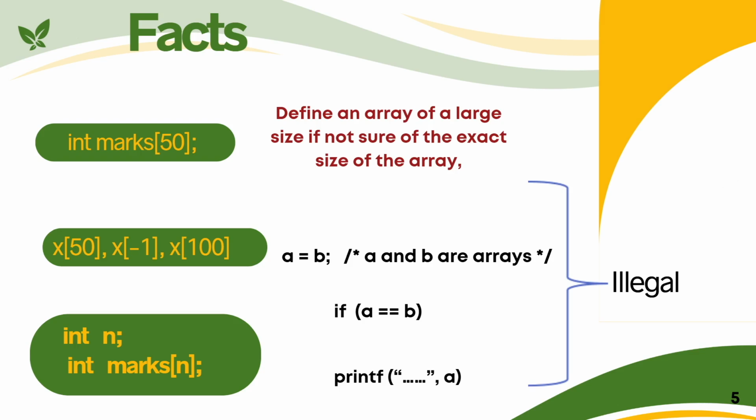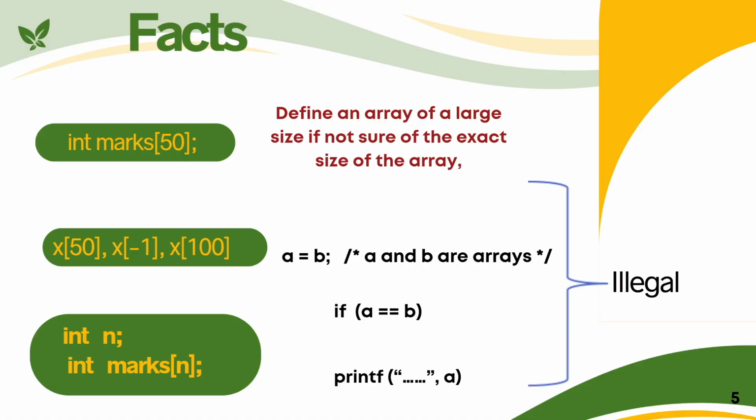Of course, you may have to know some of the facts associated with arrays. In the first example, I have shown int marks[50]. By seeing this declaration statement, you will know that we have an array named marks with size 50 and type integer. Whenever we are not sure of the size of the array to be used in our program, we always define a higher value for the size, some larger value instead of the actual size of the array which we are going to use.